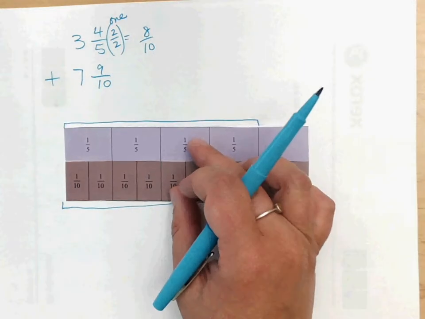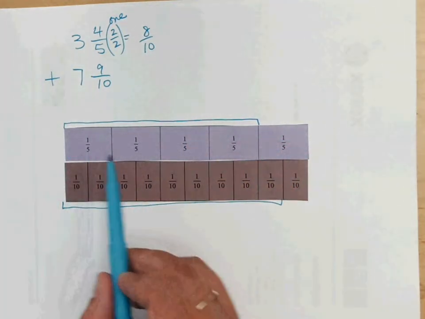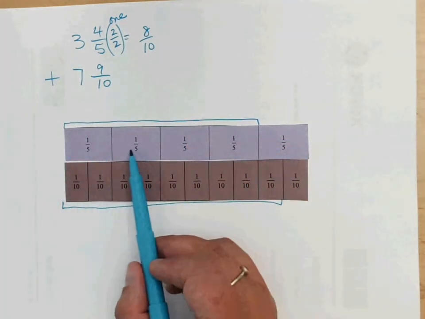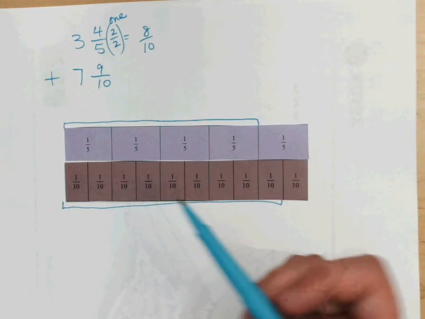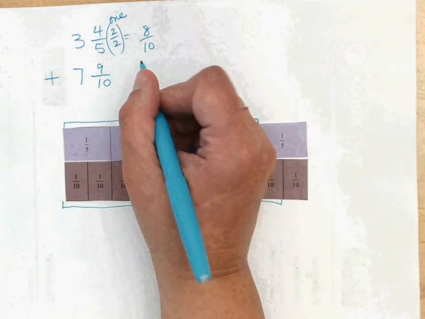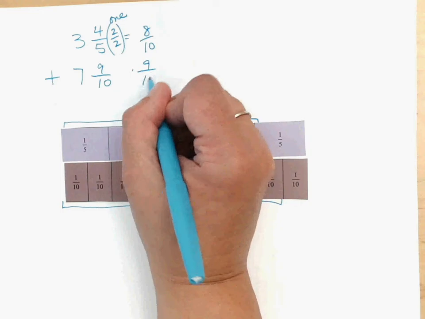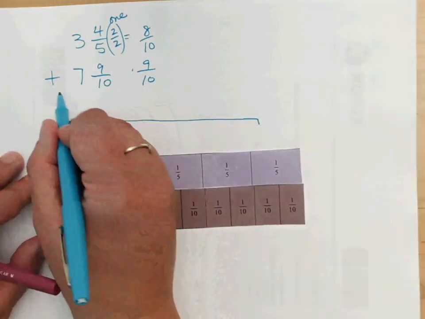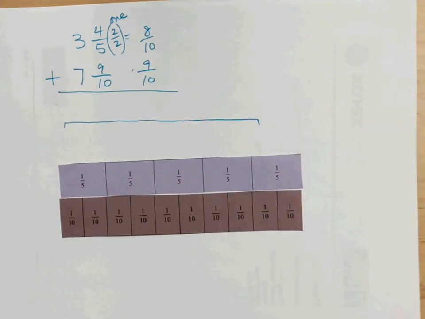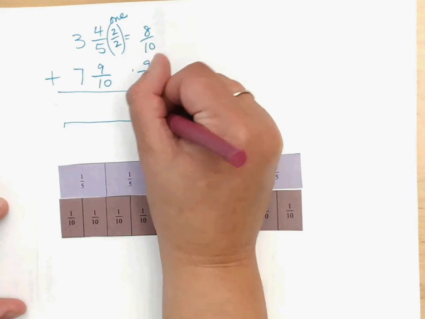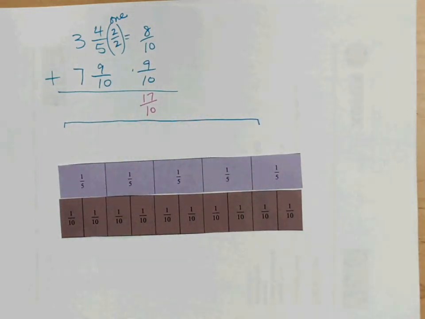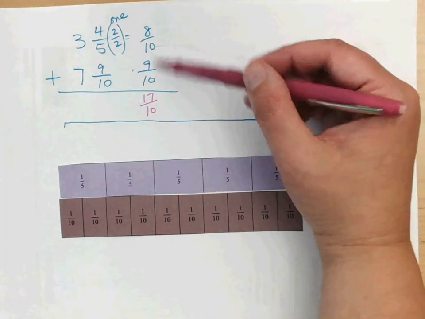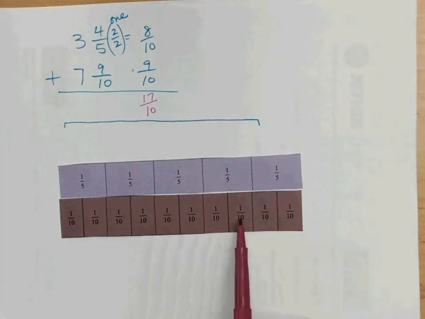Can you see that they are lining up? For every fifth, I have 2/10. It's equivalent. Now, if I have 9/10 and I add those together, what do I get? 17/10. Does everybody see where he's getting the 17/10 from? 9 plus 8 is 17. So I have the same size pieces.